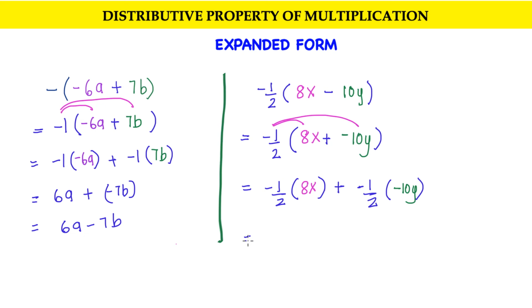And -12 times 8x is -4x plus -12 times -10y. Negative times negative is positive. Half times 10 is basically like 10 divided by 2, which is 5. So 5y. So this is the expanded form of this expression -12 times 8x minus 10y.